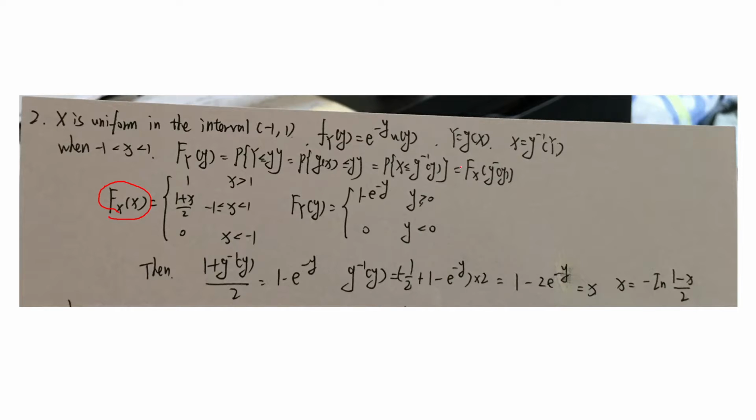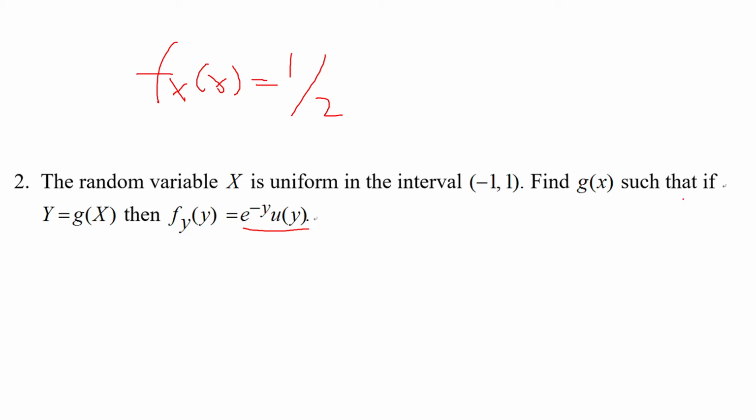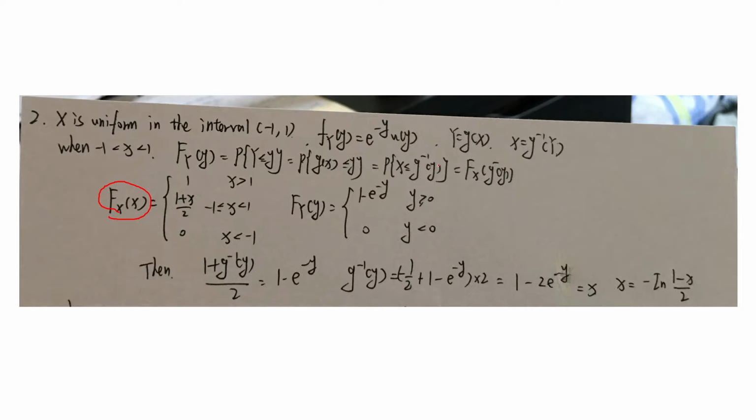And we want to find g(x) so that y equals g(x), then F_y(y) equals this part. So we can transform this equation to another form, which means we need to write another equation that uses the variable y to describe the variable x. We already know F_y(y) from the definition: F_y(y) equals the probability that Y is less than y.